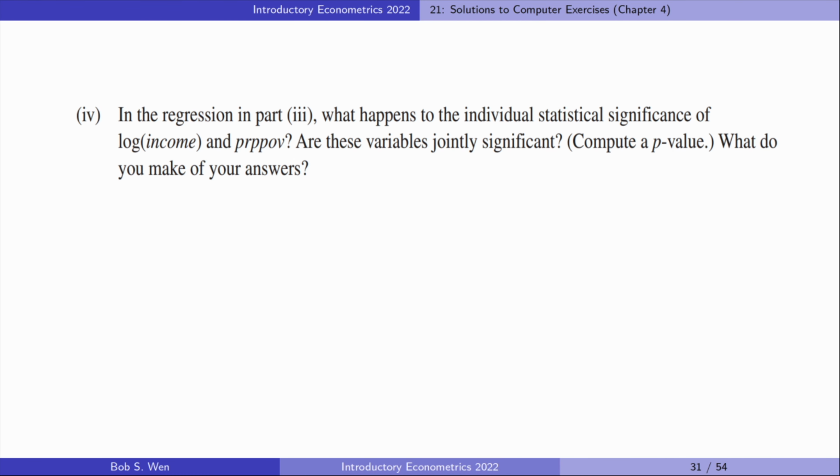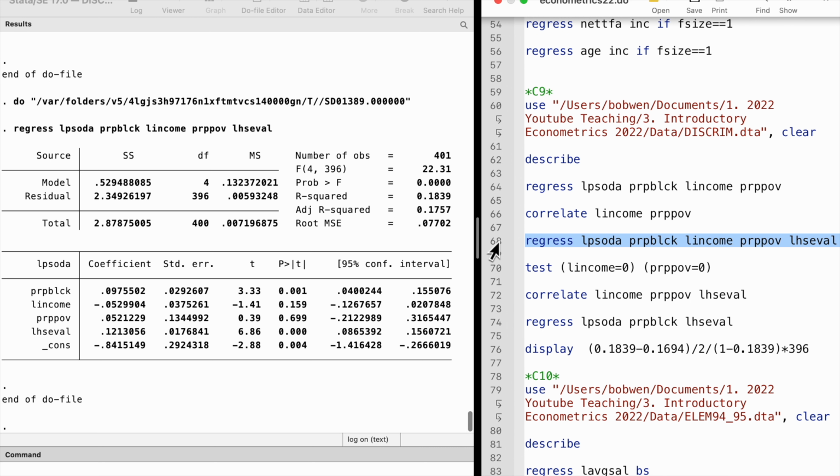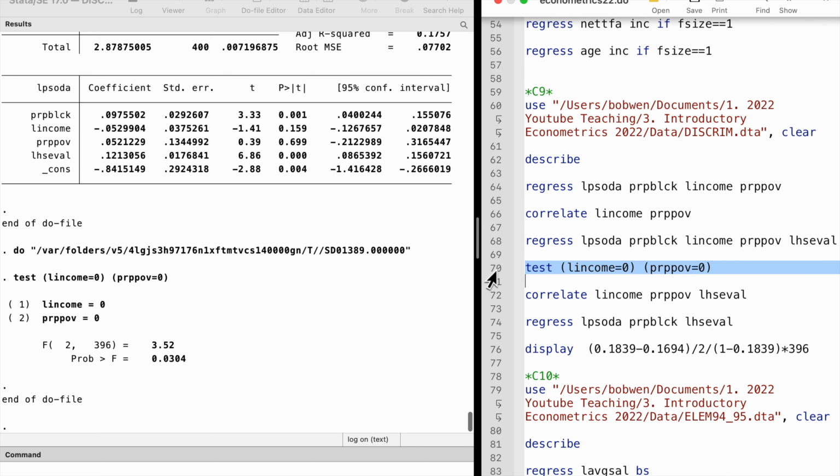After adding the median housing value to the model, the log income and the poverty proportion are no longer individually statistically significant. The p-values become large. To test the joint significance, we can type test followed by two parentheses and write the two restrictions inside the parentheses. The F statistic is 3.52 and its p-value is 0.03. We reject the null hypothesis at the 5% level. The two variables are jointly statistically significant at the 5% level.